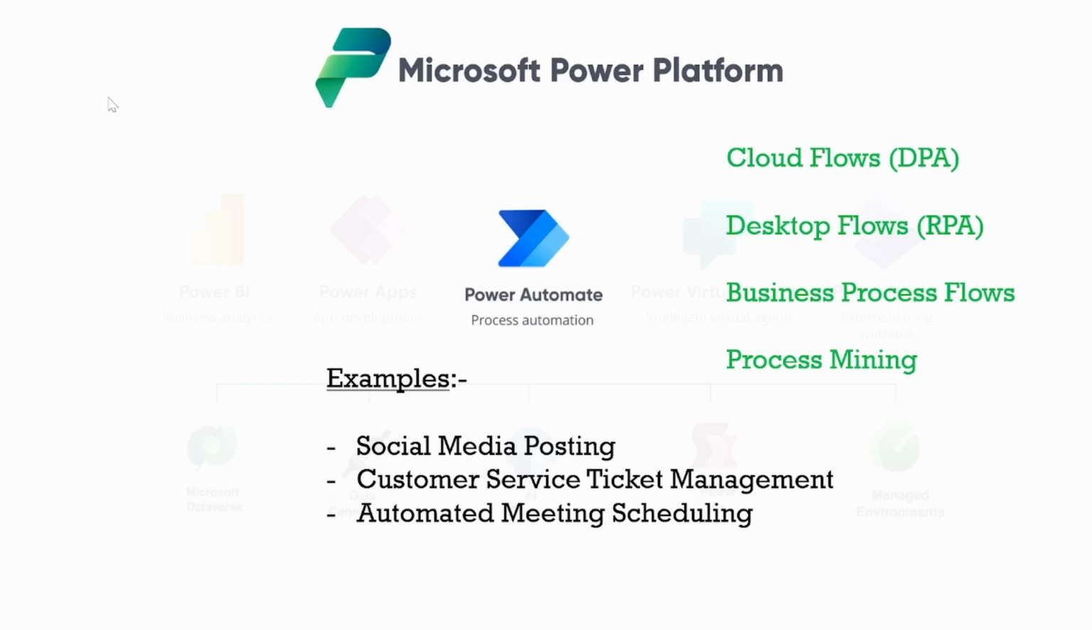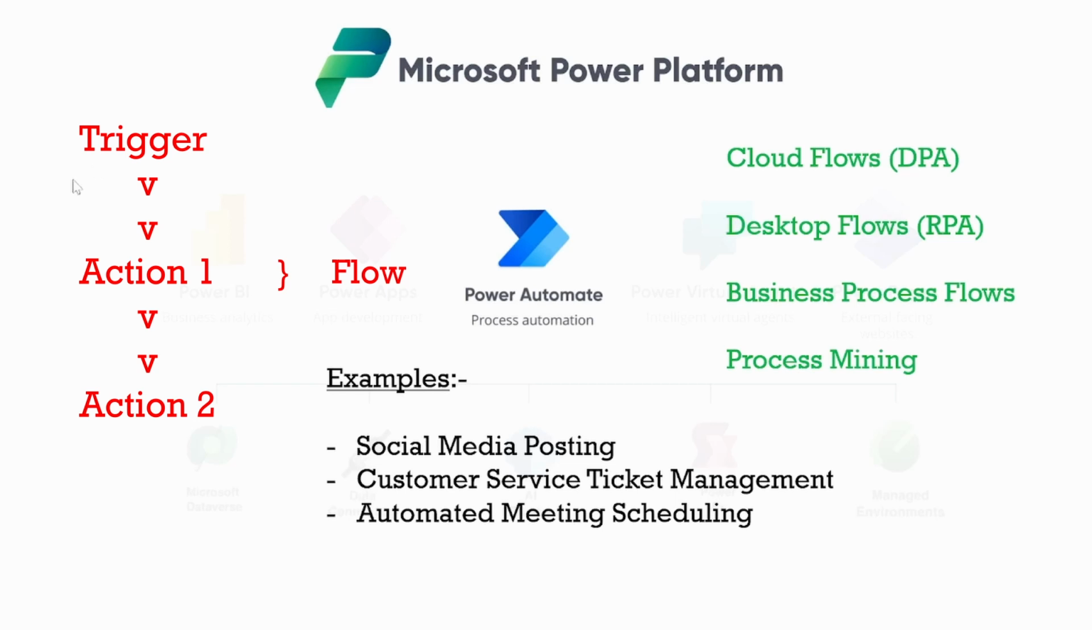Power Automate uses a concept of trigger, which will trigger a set of actions which make up a flow. There are different types of flows that we'll talk about one by one. First up, we have cloud flows, which is a part of digital process automation. Power Automate will call upon, for instance, an API in order to execute the task.